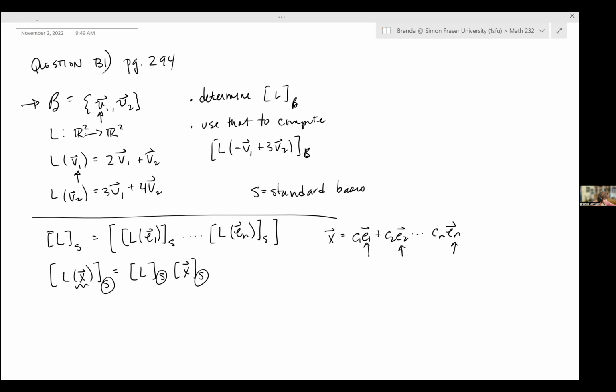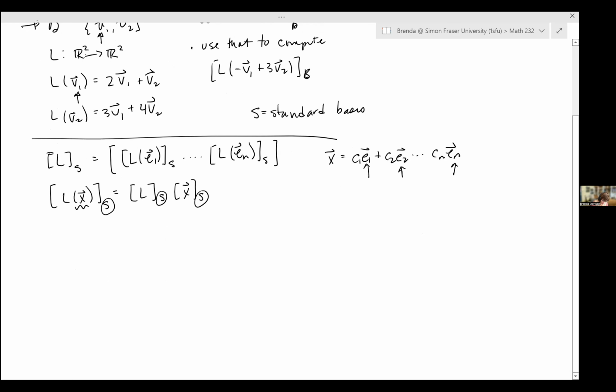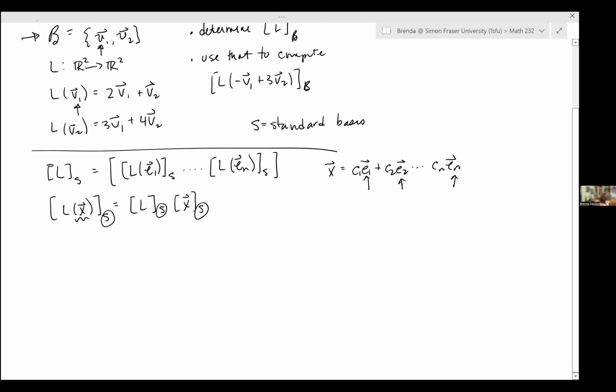Okay, with that in mind, let's head into the answer for question B1. We are being told what happens to the basis vectors. I know these are not the standard basis vectors, but pretend they are, as a sort of pretend move. What if V1 was a standard basis vector? We don't even know what they are. It's telling us that the linear transformation of V1, the first basis vector, would be 2 times the first basis vector plus the second basis vector. That's what it's telling us.